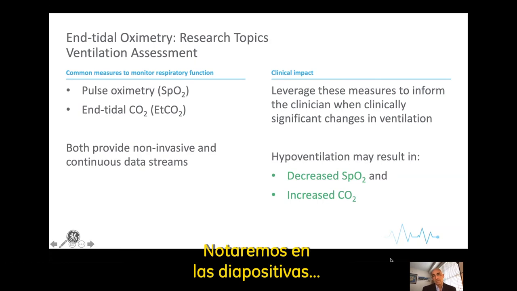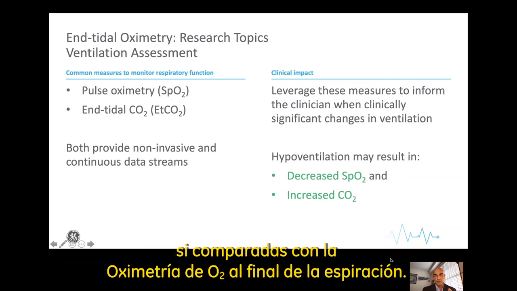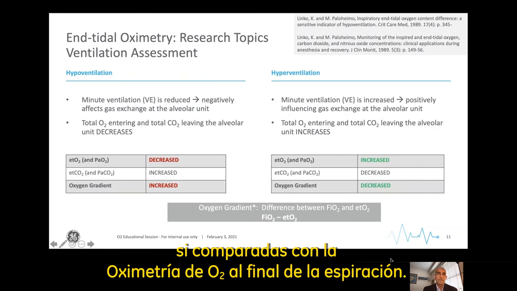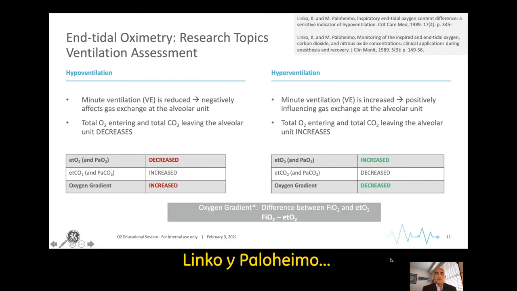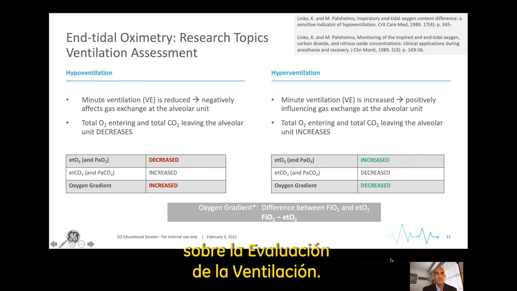Interestingly enough, and you'll understand that in a couple of slides, these measures are not as sensitive or time sensitive compared to the utility of end tidal oximetry. So Linko and Paloheimo have done some fundamental research several years ago now on the topic of ventilation assessment.